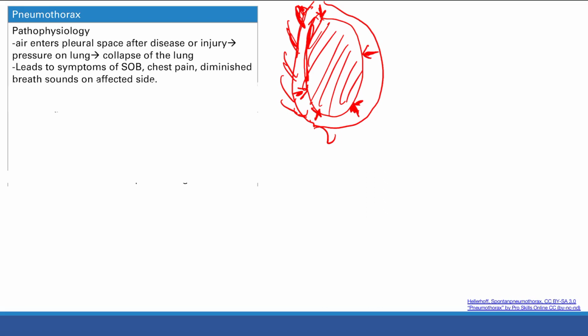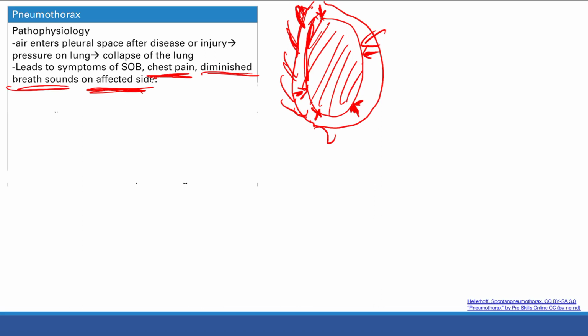Air entering the pleural space after some disease or injury. As you can see in this picture, they're going to have positive pressure on the lung, and you're going to get collapse of the lung. Now, if you have a collapse of the lung, what's going to happen? On the affected side, the affected lung only, you're going to feel shortness of breath in general, but you're going to have pain on that affected side, and you're going to have diminished breath sounds. Because your lung is collapsed, air is not going to be able to flow very well in this collapsed lung. So on that side, you're not going to hear very much of it. It's going to hurt, and you're going to have shortness of breath in general.